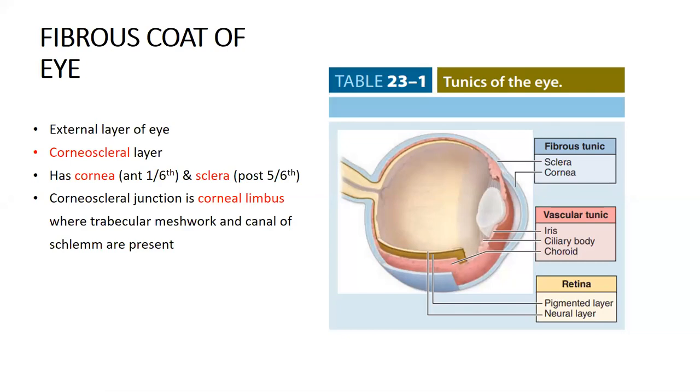There is a system of trabecular meshwork. This trabecular meshwork is responsible for drainage of aqueous humor from the anterior chamber of the eye into the scleral venous sinus, that is called the canal of Schlemm. So this is a very important place because it is responsible for the drainage of aqueous humor and maintaining the intraocular pressure.